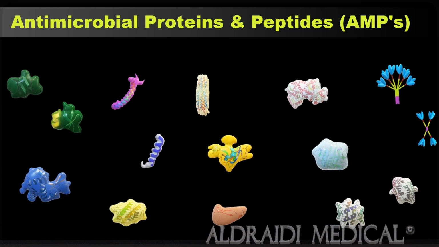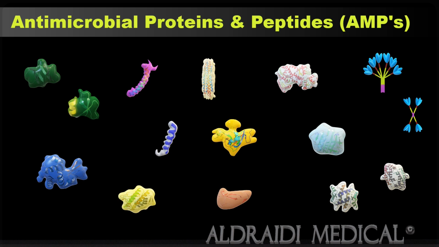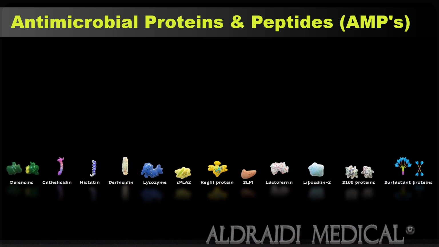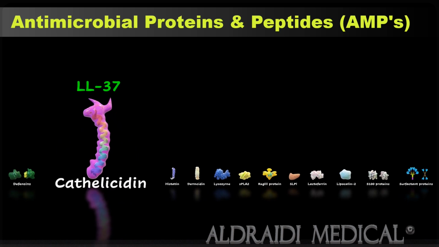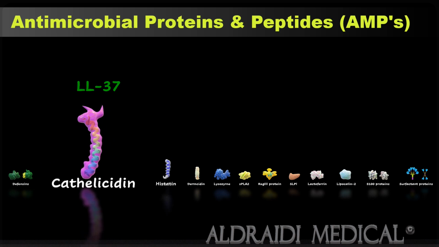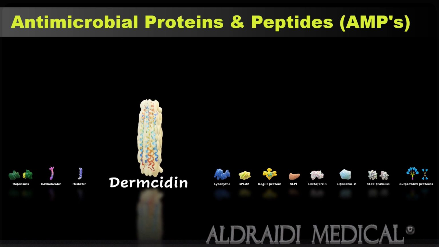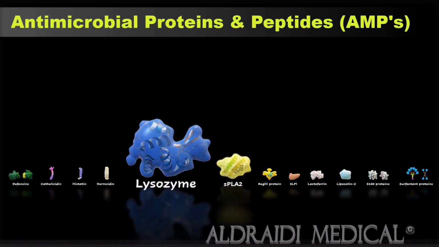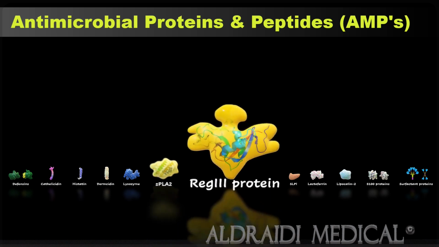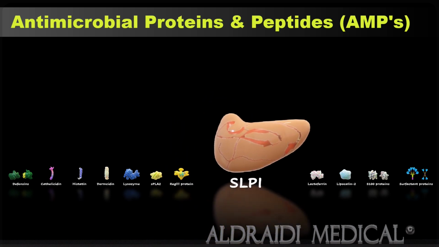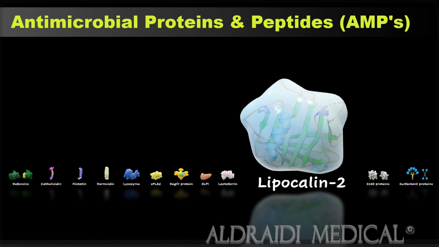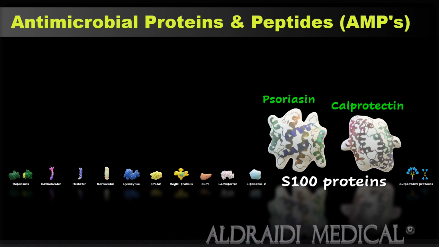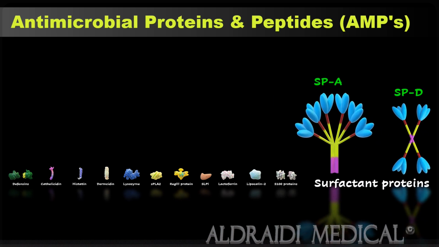We have thousands of different types of AMPs in our body, but in this lecture we will only focus on 12 major ones, which include alpha and beta defensins, Cathelicidin LL-37, Histatin, Dermcidin, Lysozyme, phospholipase A2, RegIII protein, Secretory leukocyte protease inhibitor, Lactoferrin, Lipocalin-2, the S100 proteins Psoriasin and Calprotectin, and the surfactant proteins SPA and SPD.